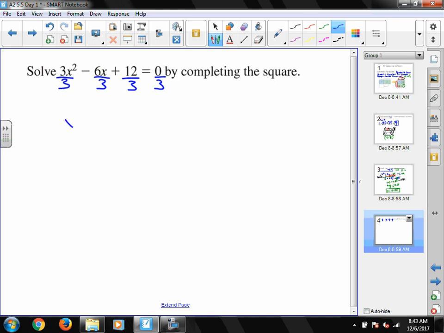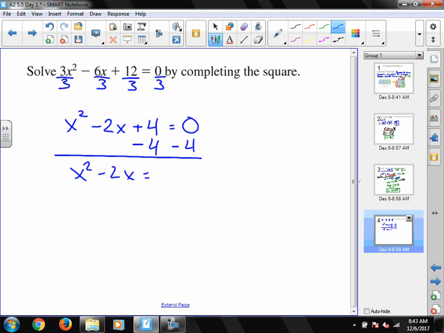3x squared divided by 3 leaves me with x squared. 6x divided by 3 is going to leave me with 2x. 12 divided by 3 is going to leave me with 4. And 0 divided by 3 is still 0. Again, we want to subtract 4 from both sides. Get that x squared minus 2x is equal to negative 4. And I didn't leave myself enough room, so make sure you do that. Plus, I'm going to leave whatever that spot is, and that is going to equal negative 4 plus whatever I put in for my c value.